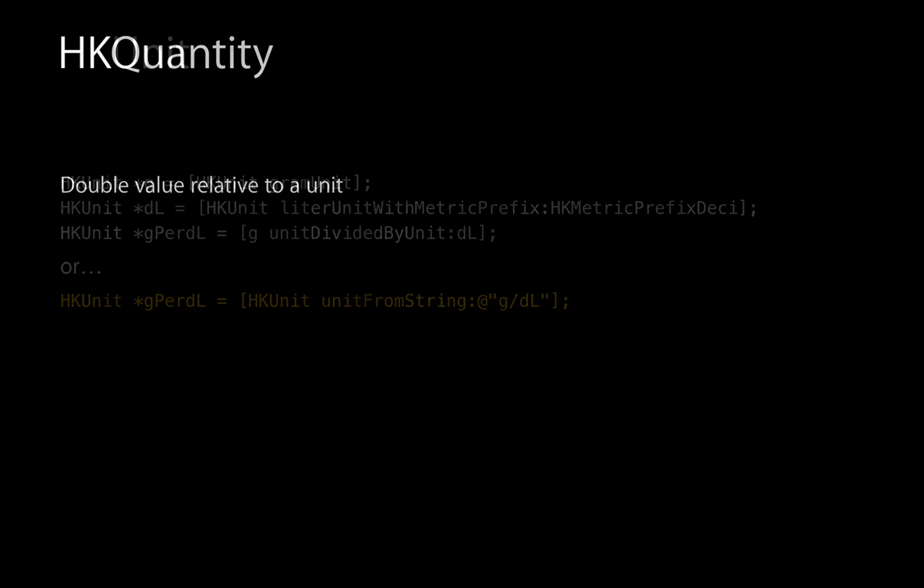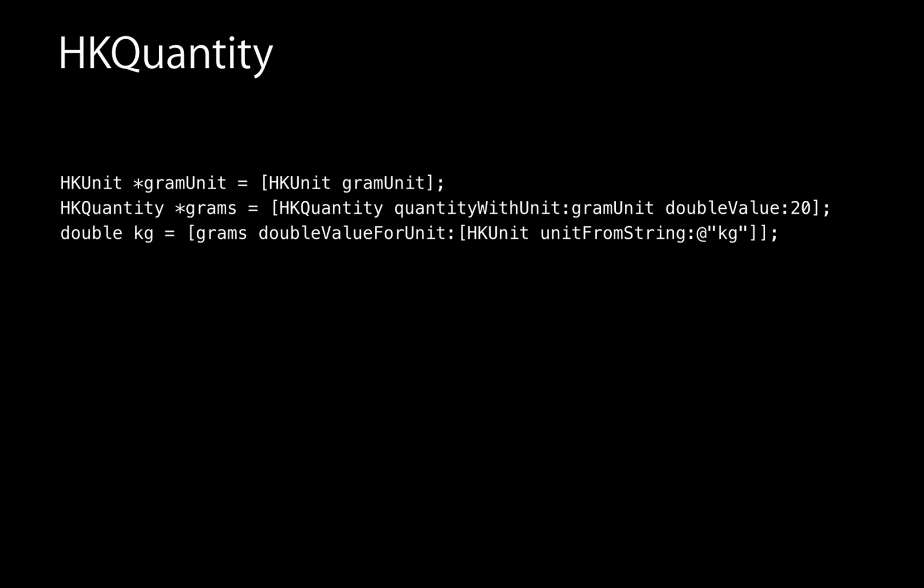Once you have your unit, the next thing you're going to want to do is create an HKQuantity. An HKQuantity is a double value relative to a particular unit. What's really cool about quantities, though, is that they can be used to do unit conversion for you. Let's take a look at how they do that. Here, we start off by making a quantity of 20 grams. Next, we can ask for its double value in kilograms. This will give us back 0.02.